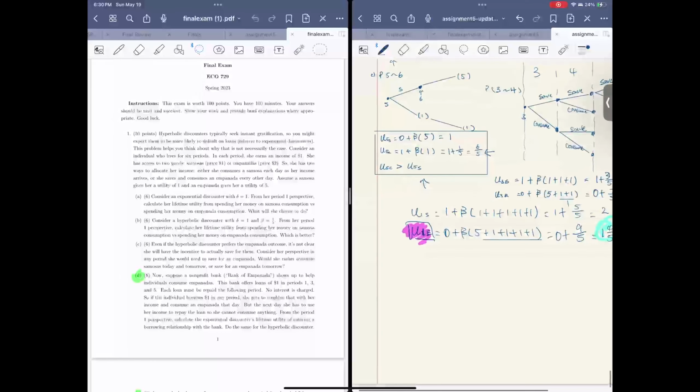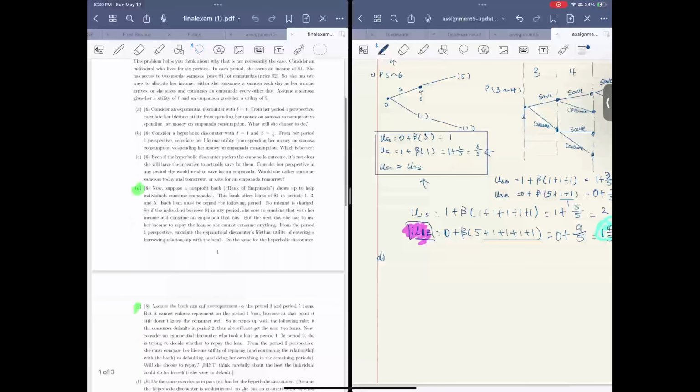Okay, let's go D. So now, suppose a nonprofit Bank of E shows up and helps individuals consume empanadas. This bank offers loans for $1 in periods 1, 3, and 5. Each loan must be repaid the following period.